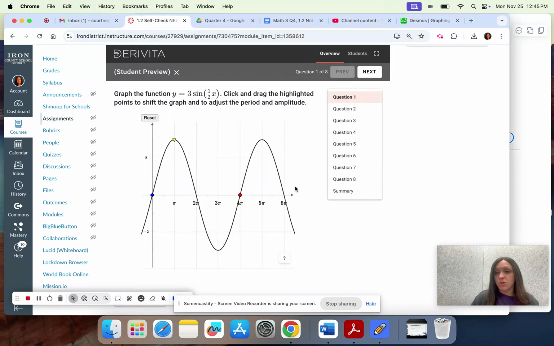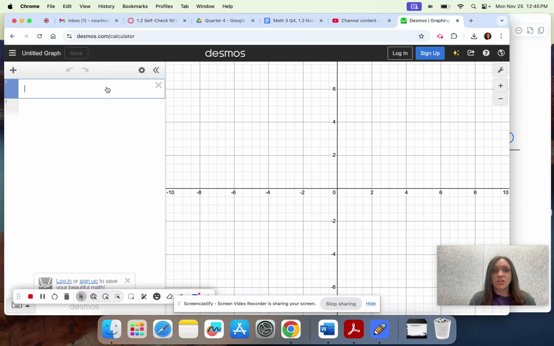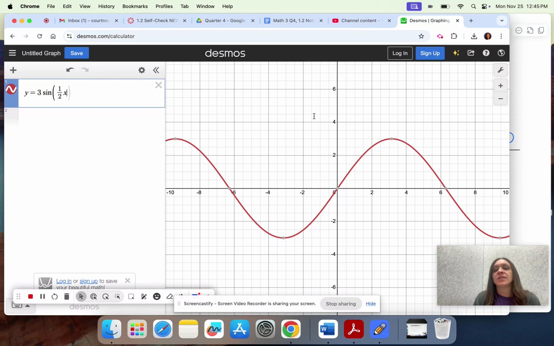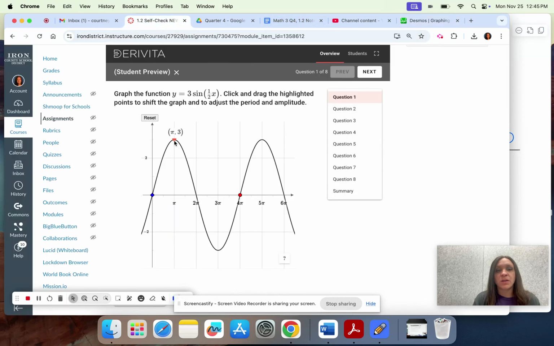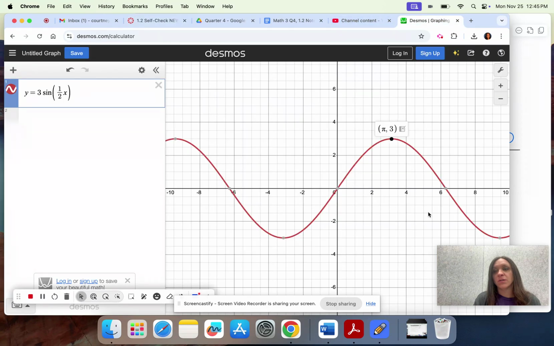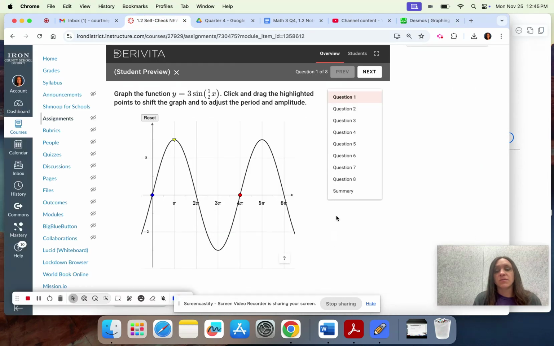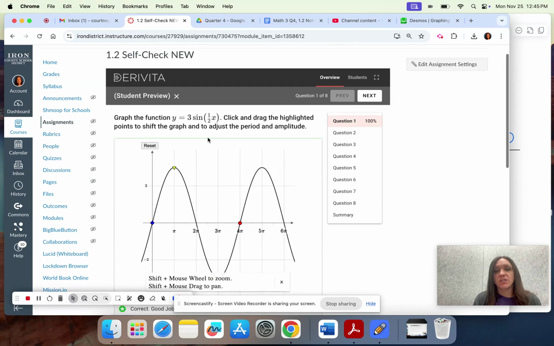And remember, you can always graph in Desmos and make sure you're getting it correctly. So y equals 3 sine of 1/2 x. And you can check some points. So there should be a point at pi thirds. There's a point at pi thirds. Okay, that's at 4 pi 0. That's at 2 pi 0. Our next one should be at 4 pi 0. Okay, so Desmos is a good way to check points and make sure you're on the right track.